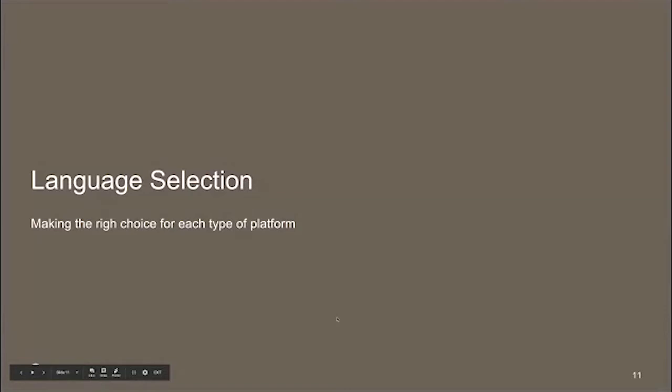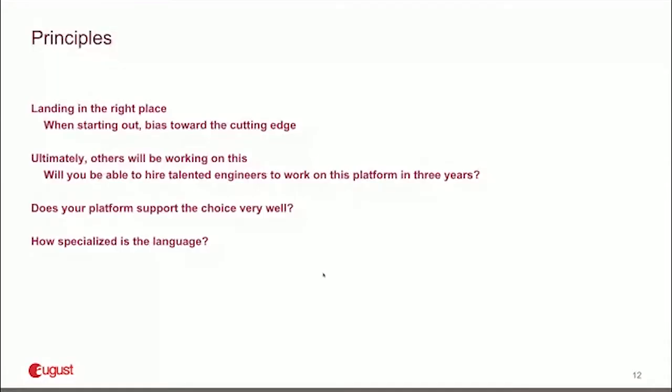So let's talk a little bit about language selection. First, I want to talk about principles. When you're starting out, you want to make sure that by the time you've released your product, you're in a good place. You want to have a situation where you're able to hire talented engineers to work on the platform 3 years from now. You want to make sure that the language that you've chosen is supported, not just supported in working on your platform, but does that very well.